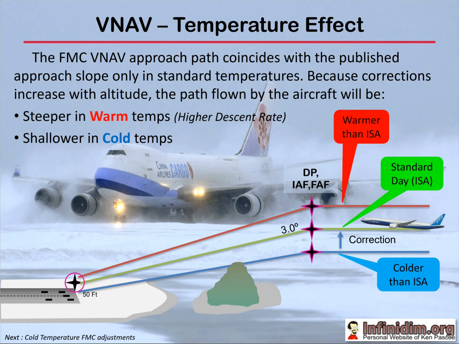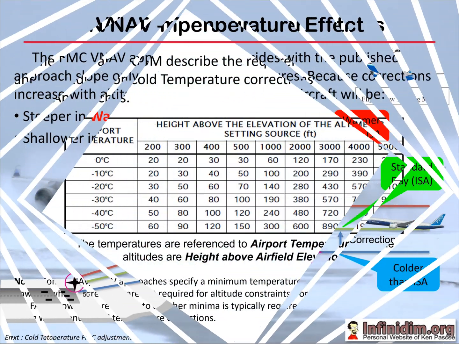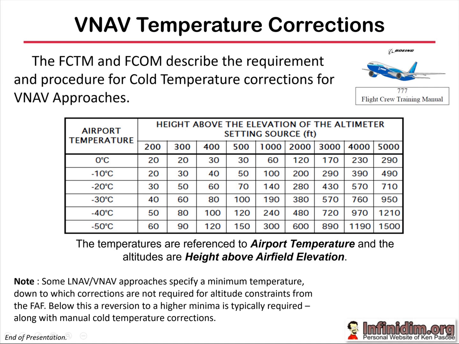Significantly low temperatures can be a safety threat that may require corrections in the FMC legs page to ensure terrain clearance. Note there will be no altitude indication of this problem during the approach. Crew must determine the likely effects from the ambient temperature of the airfield and correct accordingly. Corrections for cold temperatures come from the FCOM and FCTM and are rarely significant unless the ambient airfield temperature is below zero. Note that corrections may be required for both the minimum approach altitudes as well as the missed approach.